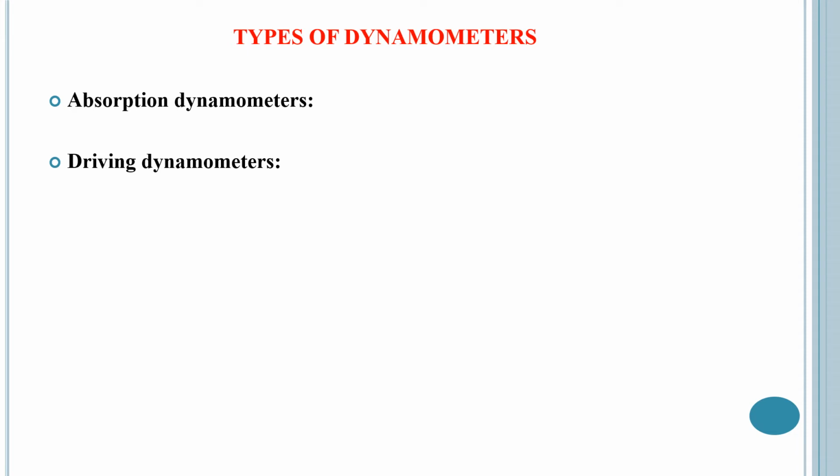The second one is called the driving dynamometers. These dynamometers measure power or torque as well as provide energy to operate the device which is to be tested. So this means that these also provide energy and also measure the power and torque. They are therefore useful in determining performance characteristics of devices such as pumps, compressors, etc.